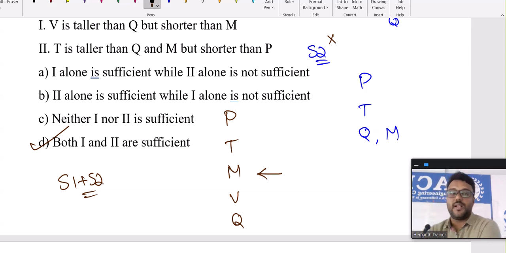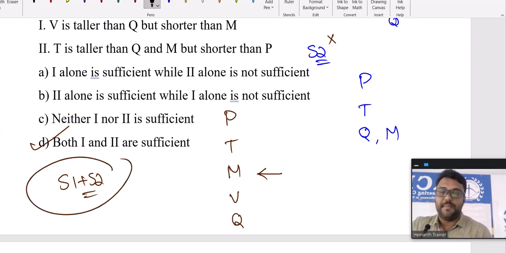In the first one, we got the clarity. M is okay, taller than Q and all. Together is okay. Sometimes together is not sufficient, then you go with option C. Neither one nor two sufficient means, together also not sufficient. They'll give options in different styles.